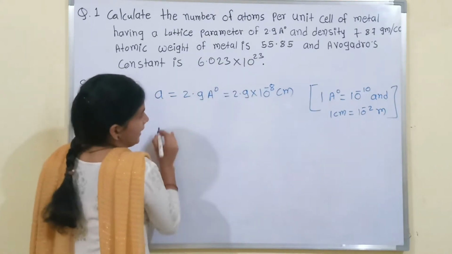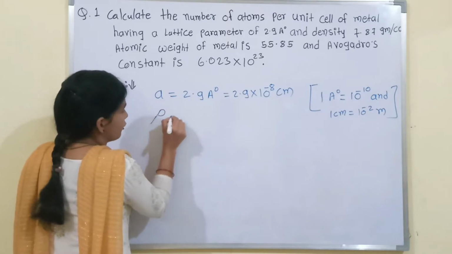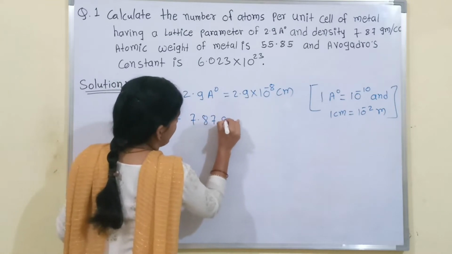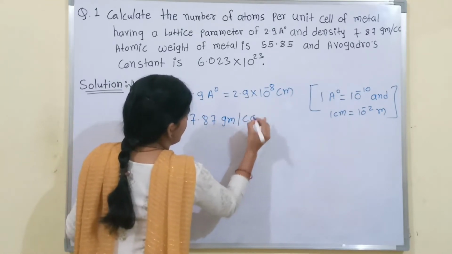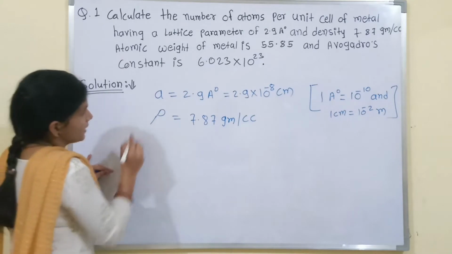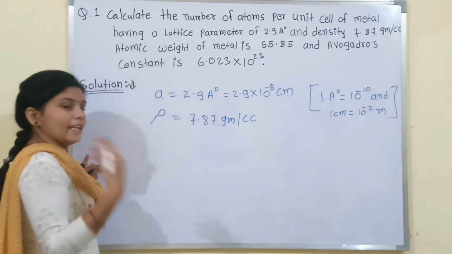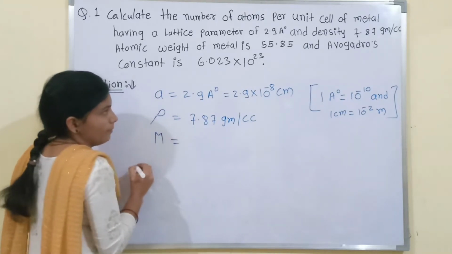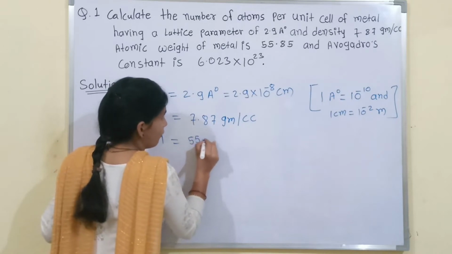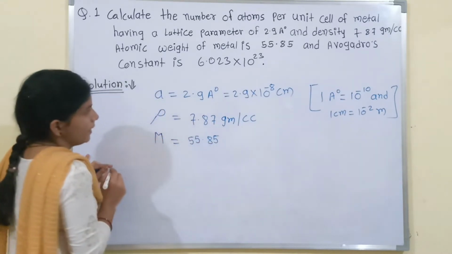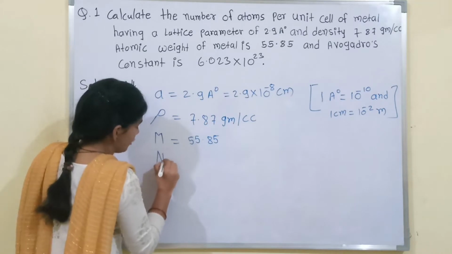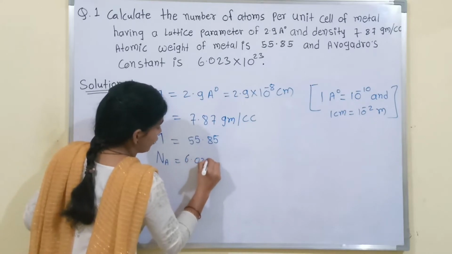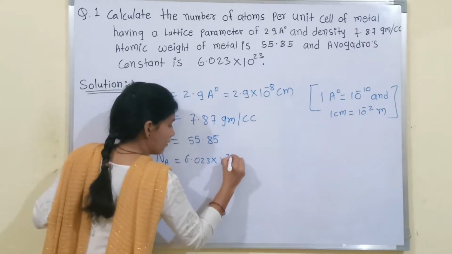Okay. Second data is density, which is denoted by rho. Density is equal to 7.87 gram per centimeter cube. Next one is atomic weight, or we can say atomic mass. So simply we can write here capital M is equal to 55.85. And Avogadro's number, that is denoted by Na, which is equal to 6.023 into 10 raised to power 23.